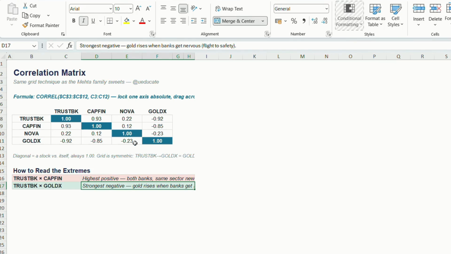Now Trust Bank and GoldX is strongly negative. That means gold tends to rise exactly when the bank stocks get nervous. That's classic flight-to-safety behavior. And Nova versus GoldX is mildly negative. Tech and gold are not natural opposites, but they don't move together either. So this entire diversification story sits in one grid: two stocks in the same sector are basically making the same bet twice, and a stock and a hedge like gold are making opposite bets.